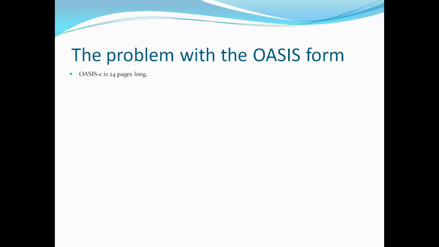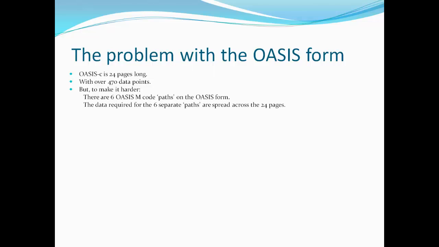We all know the problem with the OASIS-c form. It's 24 pages long, with over 470 data points. But to make it harder, there are 6 OASIS M-code paths on the OASIS-c form. The data required for these 6 separate paths are spread across the 24 pages. Then, each OASIS form path should be reviewed, edited if necessary, prior to submission and then billing.